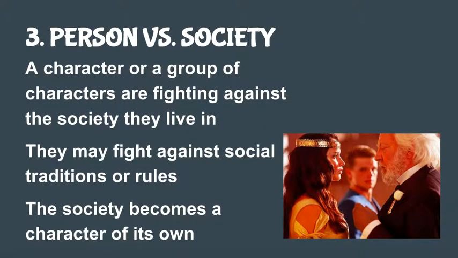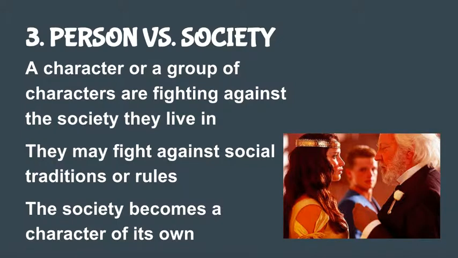The third type of external conflict that we can see from the outside is person versus society. And this is where a character or a group of characters are fighting against the society they live in. So this means one person is standing up against like the government, some sort of really big organization. The character might be fighting against social traditions or rules that their society is placed in, and oftentimes the society becomes sort of this character of its own.